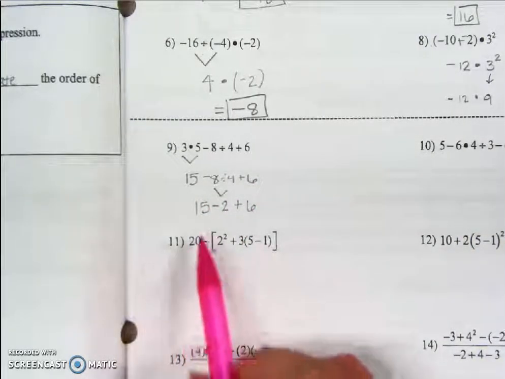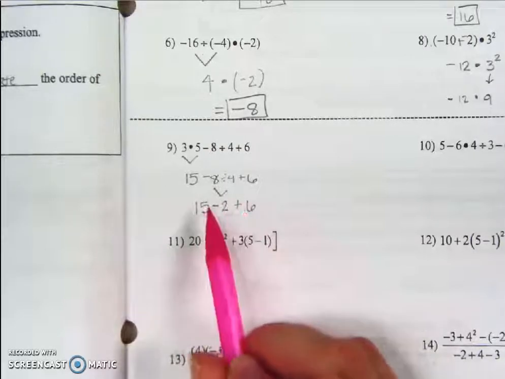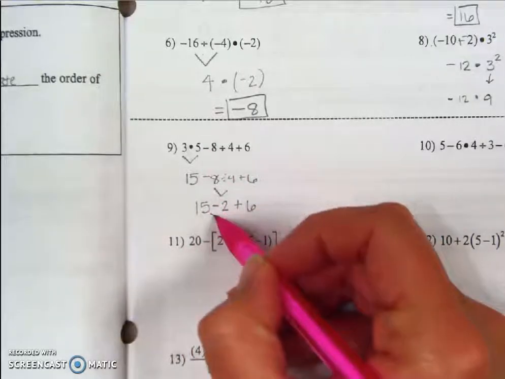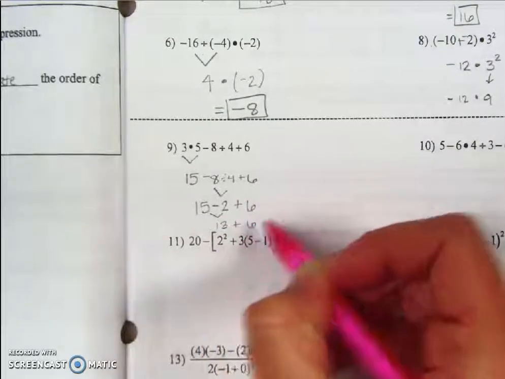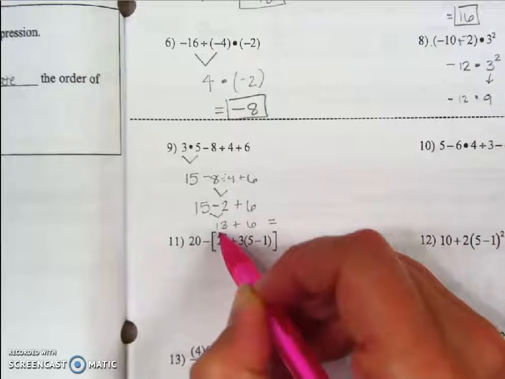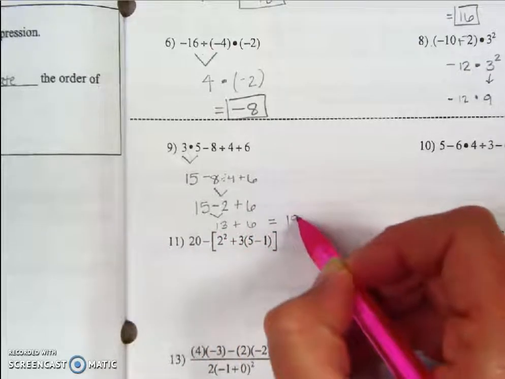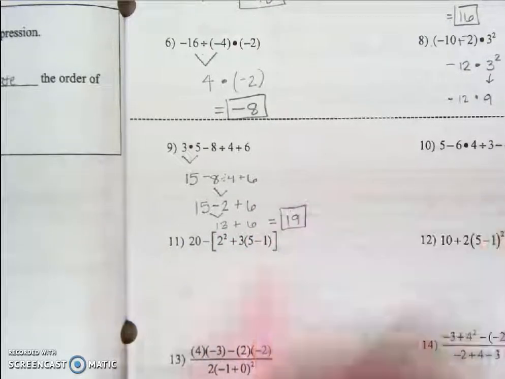Okay, now I am just left with subtraction and addition, so I perform it left to right. 15 minus 2 is 13. Bring down my plus 6, and I can finally add in that 6. 13 plus 6 will end up with, finally, our answer of 19.